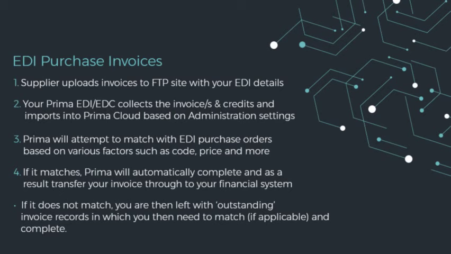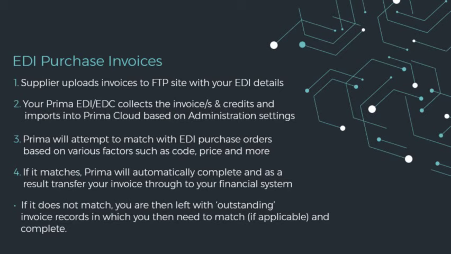Okay, the next point: Prima will then attempt to match the EDI purchase order based on various factors such as the code, price, and more. I'll come on to that later in the session, but there's a matching process that occurs to make sure you're not being overcharged, or invoiced for the wrong codes, or having duplicate invoices go through. We have an image of this matching process on our Prima Help social media, whether that's Twitter or the Facebook community group, where you can keep a copy of that image for reference.